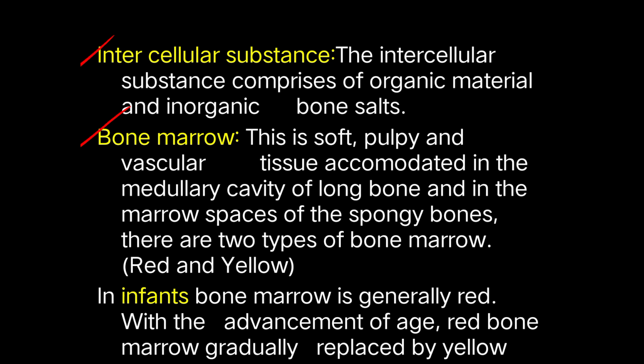This is soft, pulpy, vascular tissue. Blood vessels are there, and it is soft, pulpy in nature. It is found inside the bone, accommodated in the medullary cavity of the long bone and in the marrow spaces of the spongy bone.